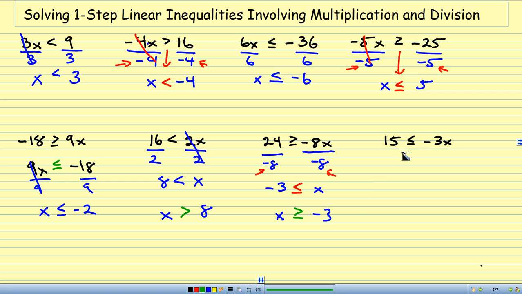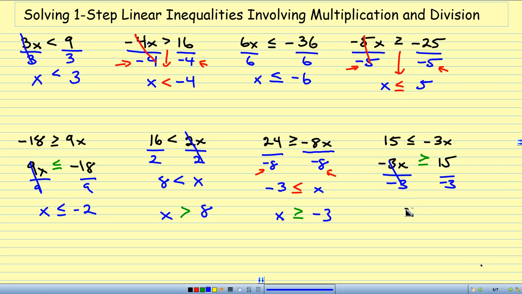Lastly, I'm going to change this one at the beginning because I want to. So I have negative 3x, 15. That way I'm getting my x already on the left side. And I need to make sure that my inequality still points to the 15. Now I'm going to take and divide both sides by negative 3. So divided by negative 3, divided by negative 3.